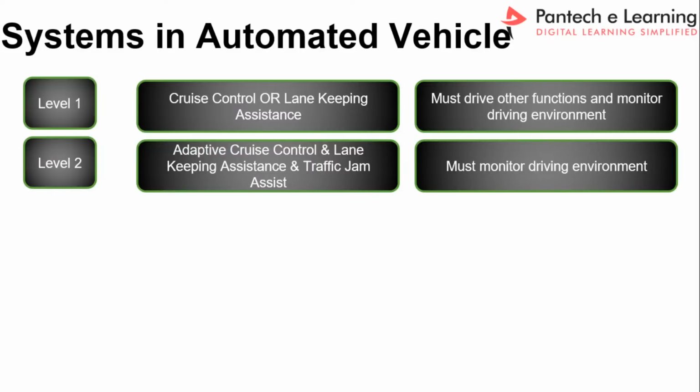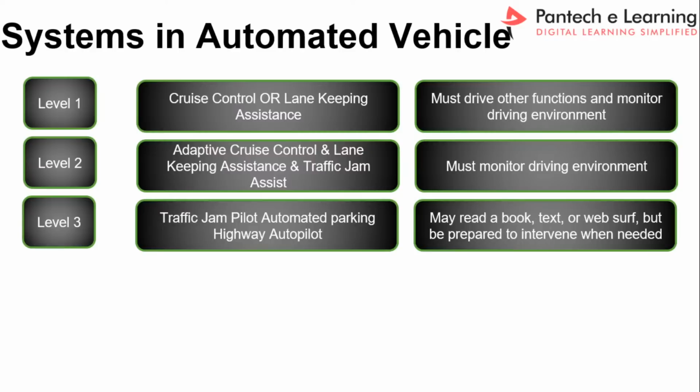Same way for level 2. In level 1 only one function is included, but in level 2 both functions are included: adaptive cruise control as well as lane keeping assistance. In traffic, the vehicle will automatically assist the driver. For the remaining functions, the driver is mandatory.